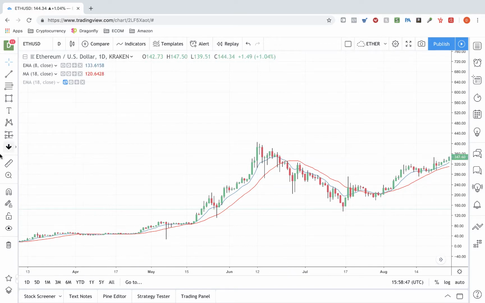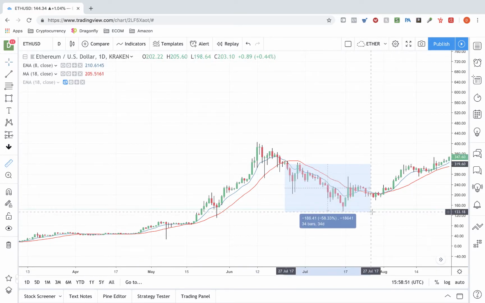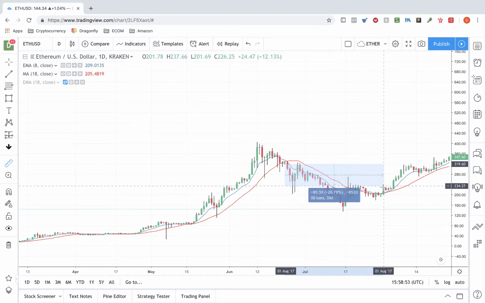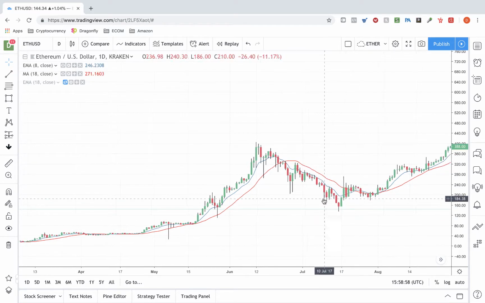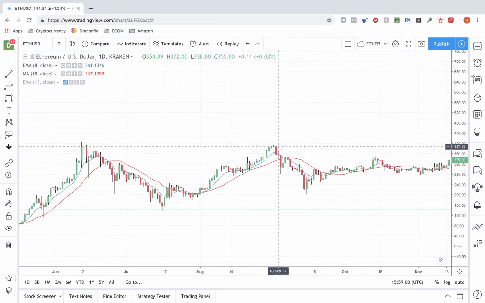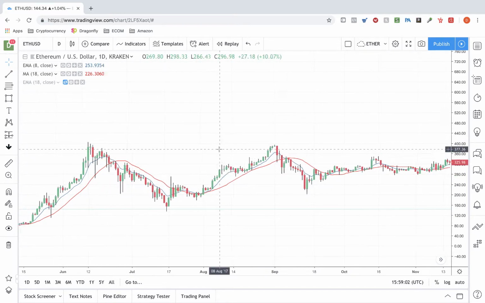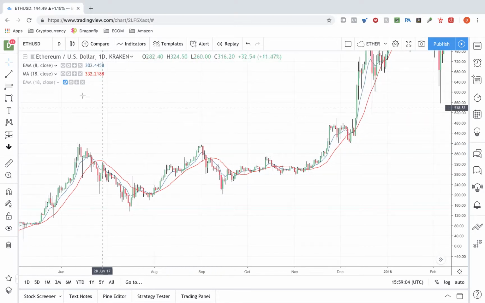These aren't just small downturns either, guys. This little bearish turn here, I mean, went down 58%. You could have gotten out up here, you know, still 30%. These are big moves, guys. Crossed again here, back to the upside, crossed again, back to the downside, and then the consolidation continues.